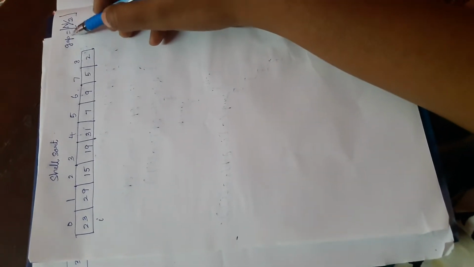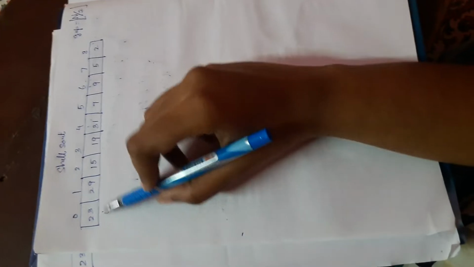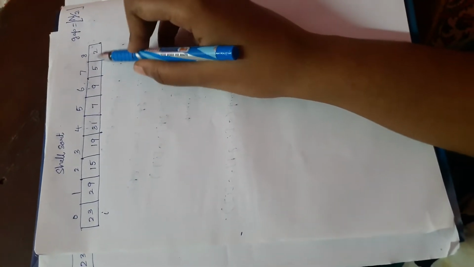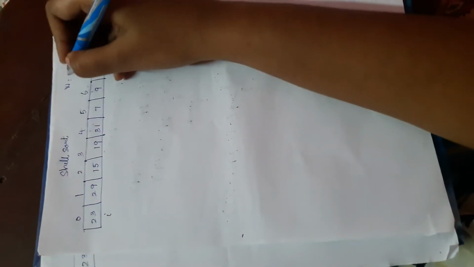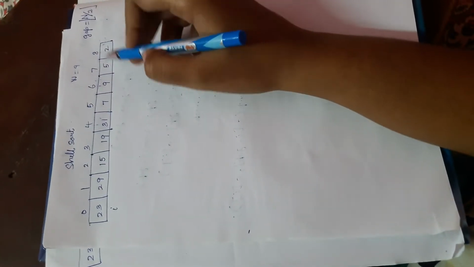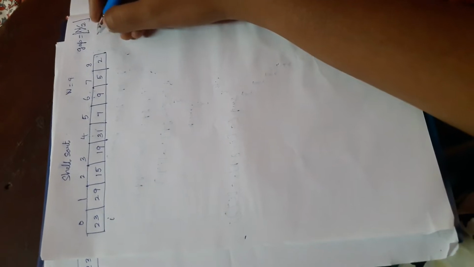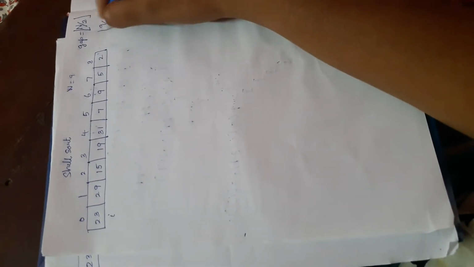Gap is equal to n divided by 2 means, how many values are here in this array? There are 9 values, 0 to 8 elements, so n is equal to 9. So I am taking 9 divided by 2, and we need to take the floor value. That is 4.5, and floor means we should not round it off, we have to take the smaller value. So 4. So now we are taking the gap as gap is equal to 4.